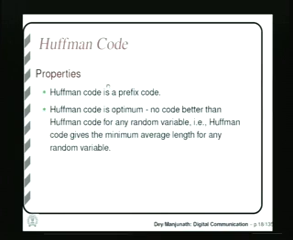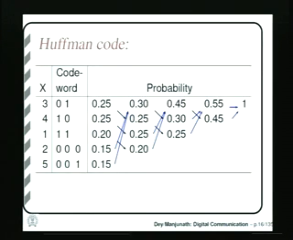Okay, here are some nice properties of Huffman code. Huffman code is a prefix code. Well, we are not going to prove it, but we can see at least from this example that this code is really a prefix code. There is no code word which is a prefix of another code word. For example, take 01. 01 is not a prefix of any other code word. 10 is not a prefix of any other code word. 11 is also not a prefix of any other code word. Okay. So, this is a prefix code.